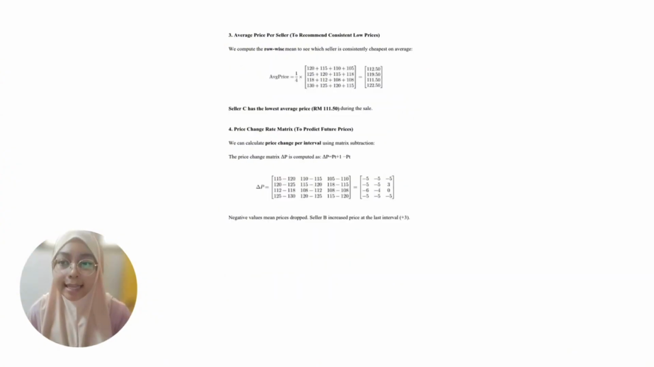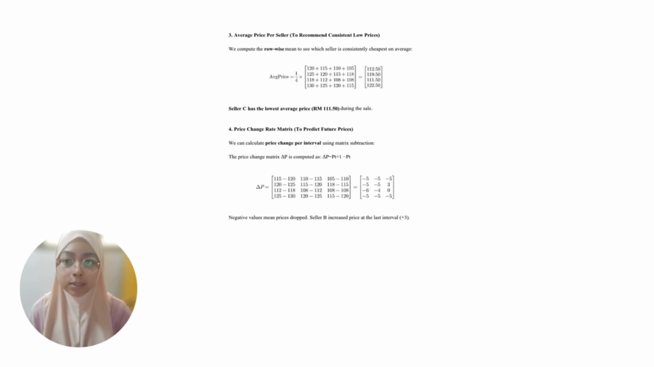We also calculate the average price for each seller by finding the row-wise mean of the matrix. This helps us identify which seller consistently offers lower prices throughout the sale. In this example, seller C has the lowest average price, making it the most reliable choice overall.